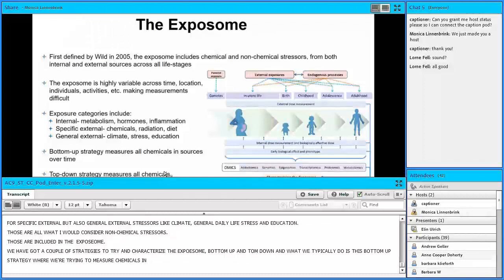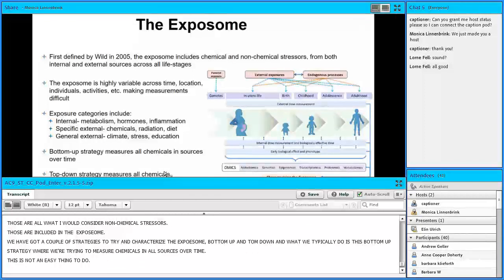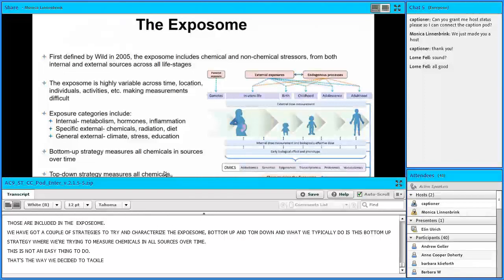And this is not an easy thing to do, and that's the way we've decided to tackle it, and we're currently finding out that the variability across time is quite drastic, and so it makes for a very interesting and difficult problem.